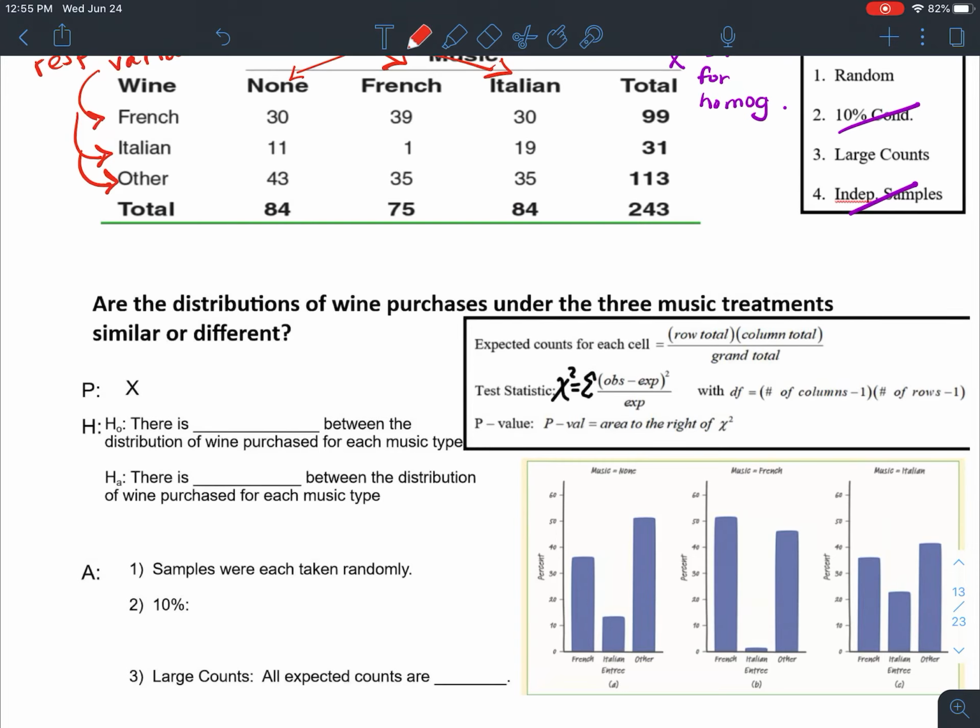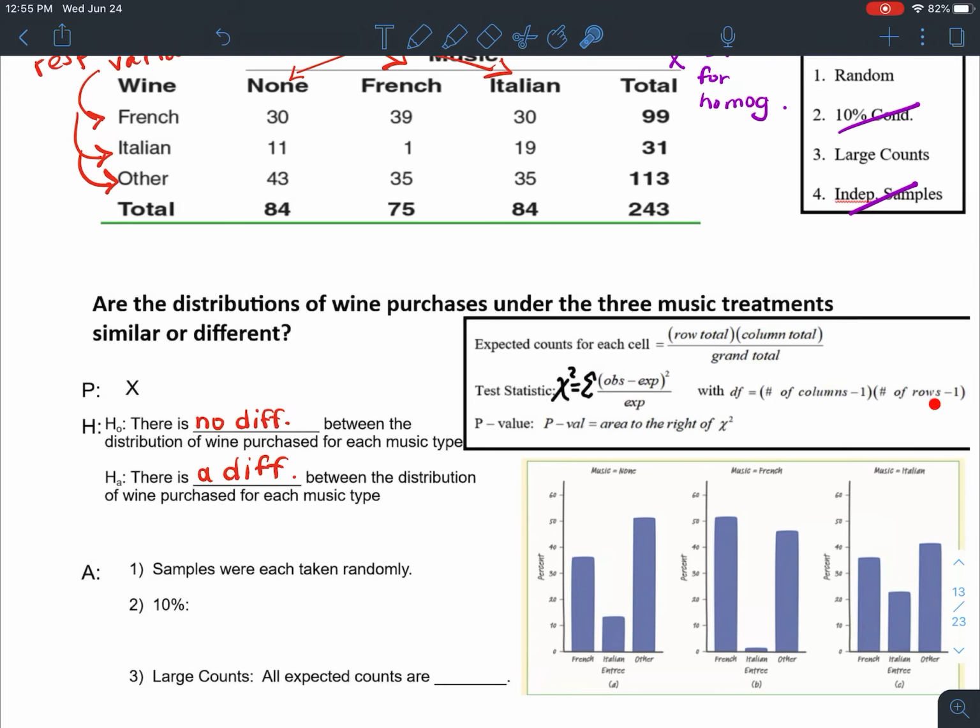We don't do anything with this P step in the PHANTOMS acronym. However, our null hypothesis will be, look, there is no difference at all between the distribution of wine purchased for each music type. In other words, the kind of music you play in no way really impacts or influences what type of wine someone would purchase. The alternative is saying, well, there is a difference between the distribution of wine purchased for each music type.